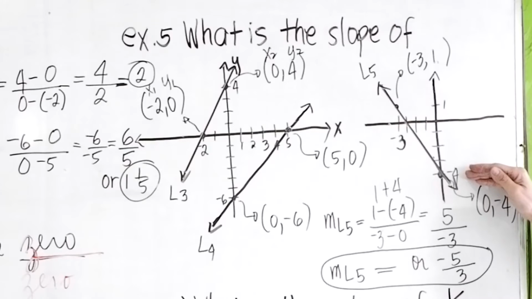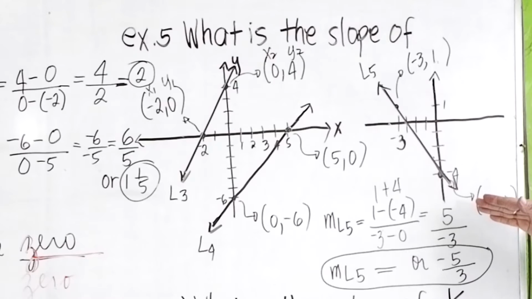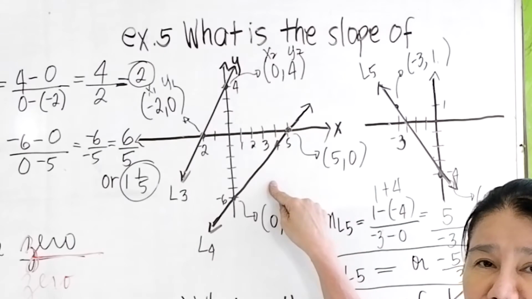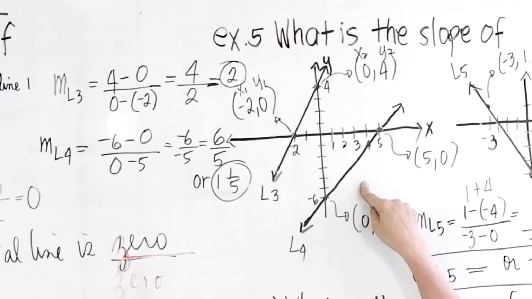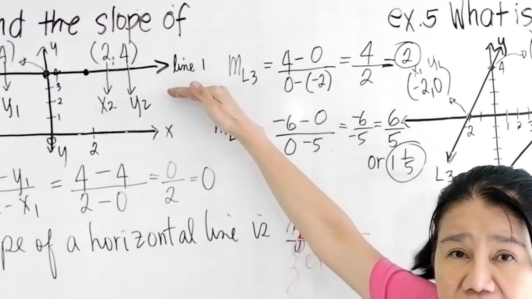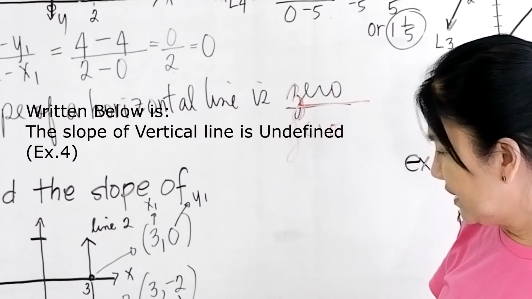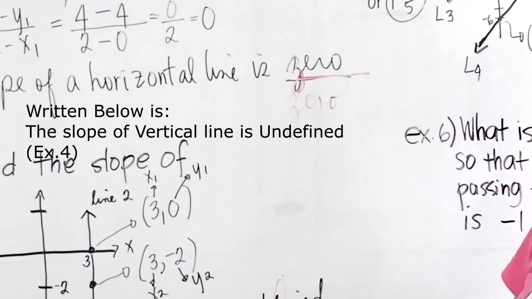What about this? The line is leaning to the left. From left to right, it is going down. That would mean the line is leaning to the left. Do you see that the slope is negative? All lines leaning to the left have a negative slope. All lines leaning to the right have positive slopes. There. The slope of a horizontal line is 0, and the slope of a vertical line is undefined.